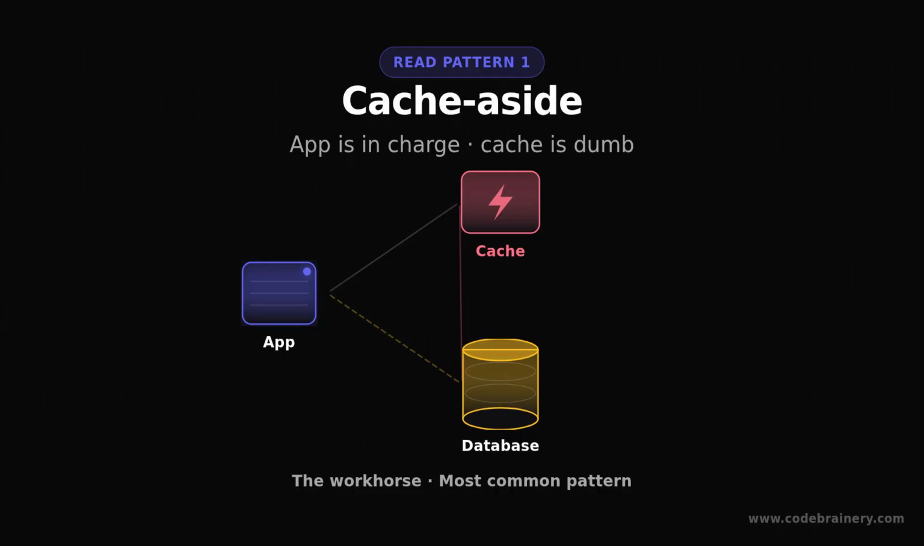The key thing is that the application is in charge. The cache is dumb. It just holds key value pairs. The app code handles the logic. Cache aside is what you write when you use Redis as a cache in front of your database. Flexible, transparent, easy to debug.